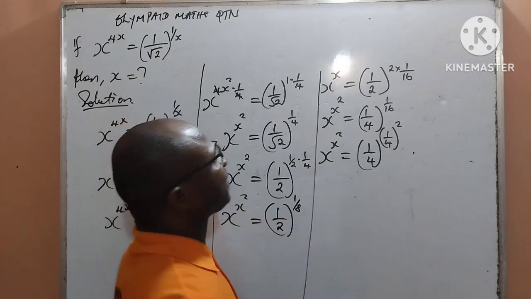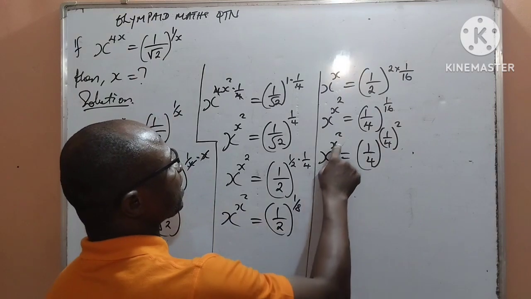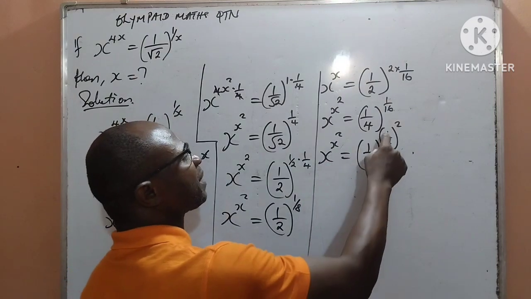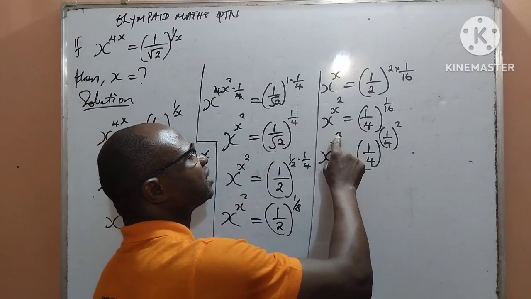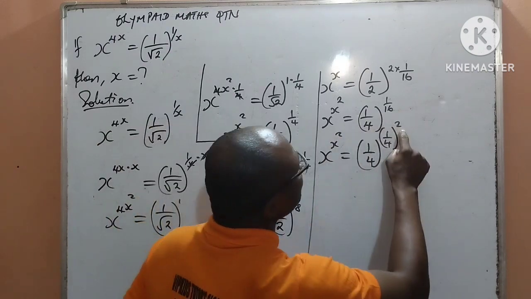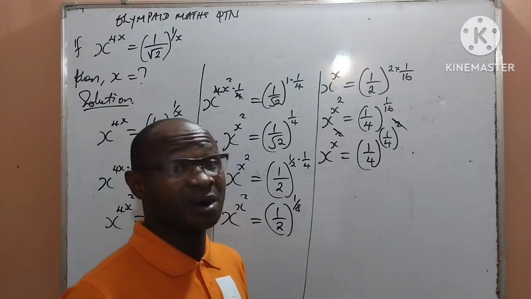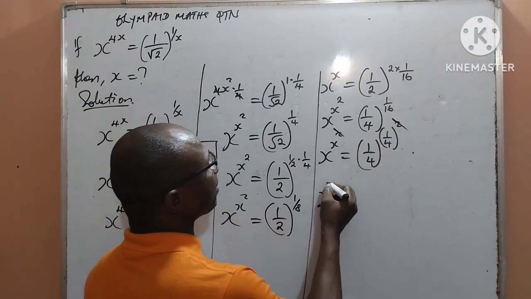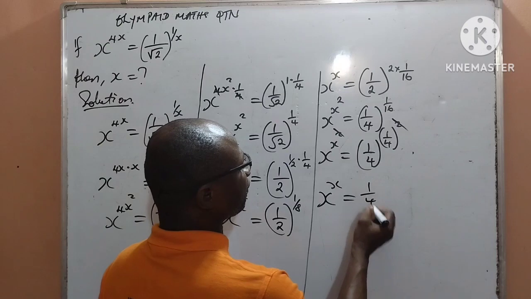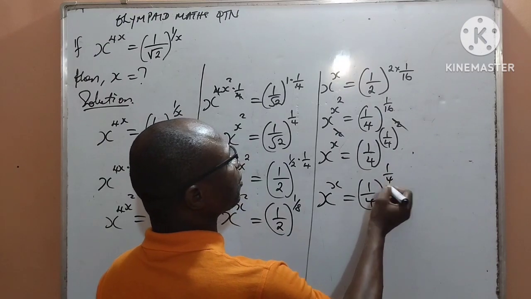If you look at what we have now, I have x to the power of x. I have 1 over 4 to the power of 1 over 4. Then this power 2 here on the left also has power 2 on the right hand side. I can simply cancel it out. It is equal. Giving me x to the power of x equal to 1 all over 4 to the power of 1 all over 4.